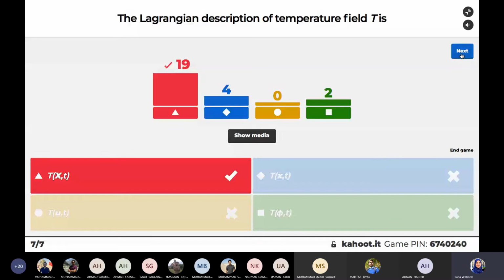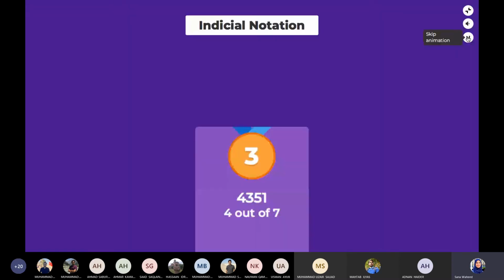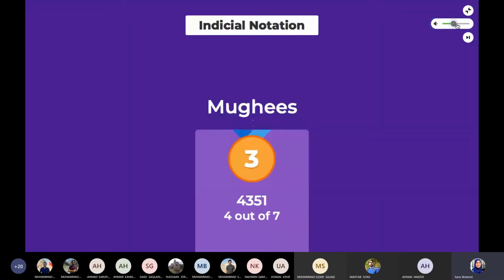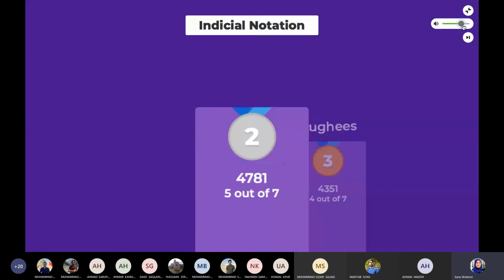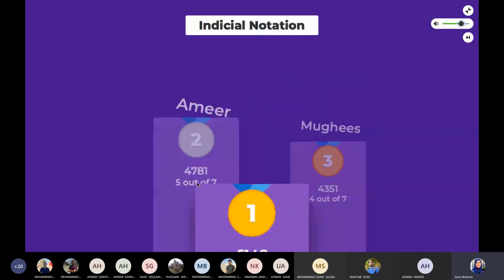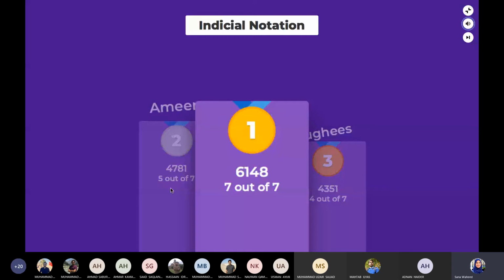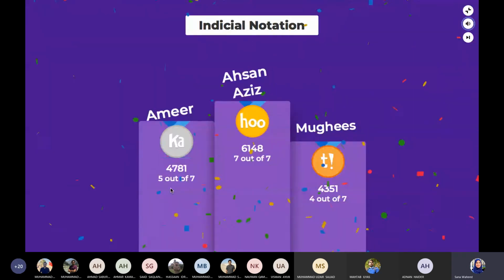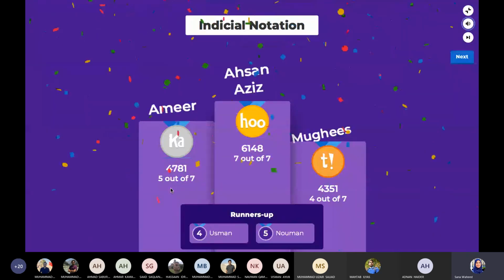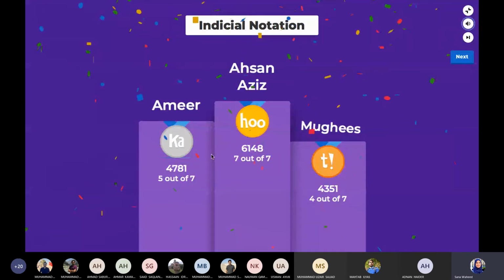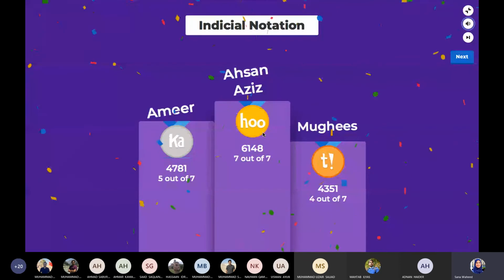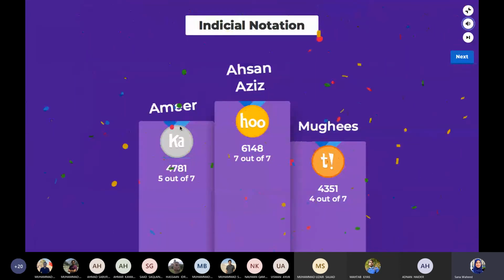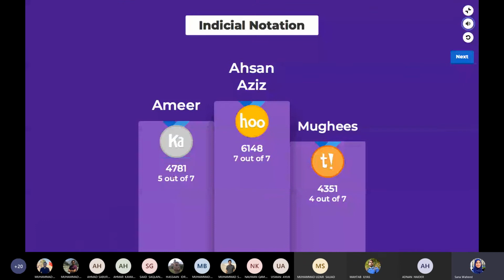So let's see. This was the end of the game. So let's look at the podium positions. Maurice. And then Amir got 5 out of the 7. I'm guessing this is going to be Essen. Very good, Essen. You got all of them correct. Excellent, excellent. And then just a few runners up as well, Usman and Noman. So everybody else, I think, was close by. Amir and Maurice were close by, 4,700 points, whereas Essen was in a league of his own.